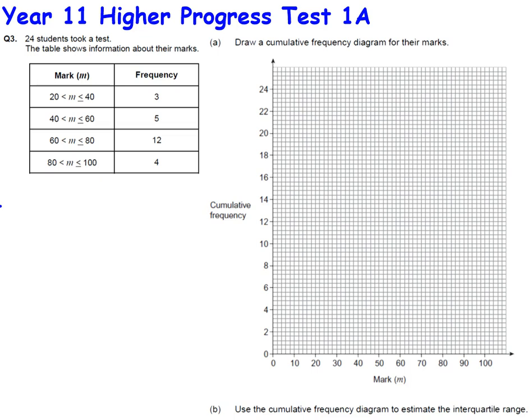Welcome to the Year 11 Higher Progress Test 1A, Question 3. Now Question 3 is all about cumulative frequency. We are told that 24 students took a test and a table shows the information below.